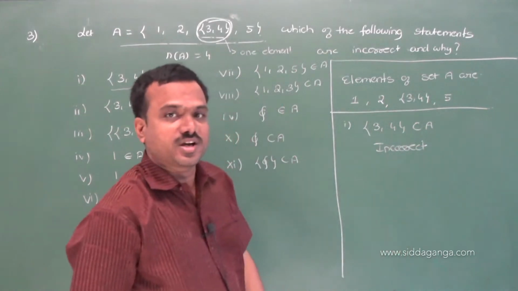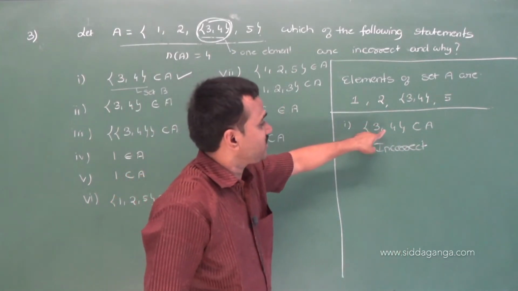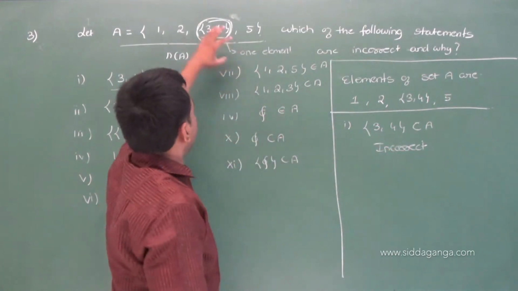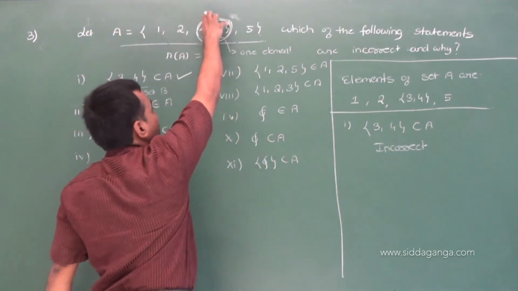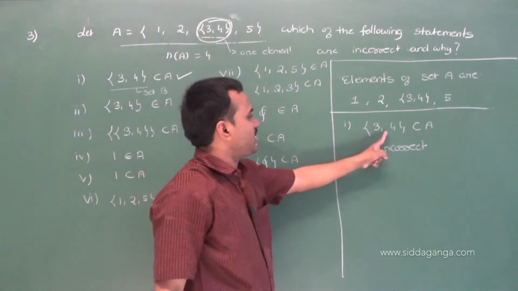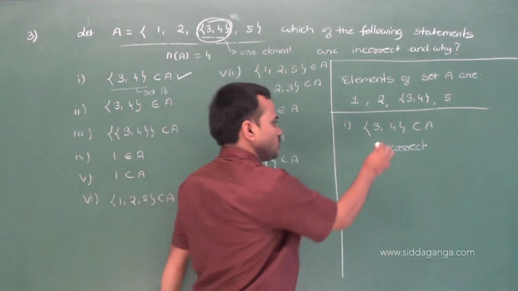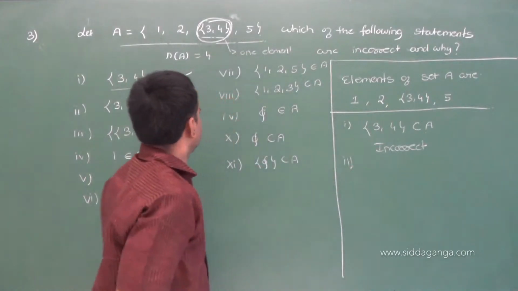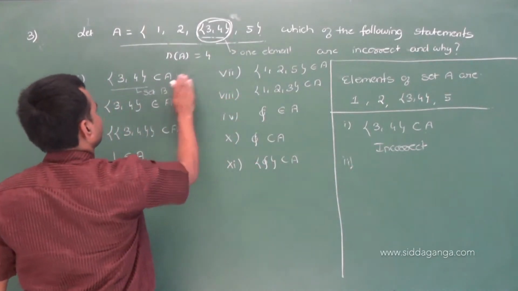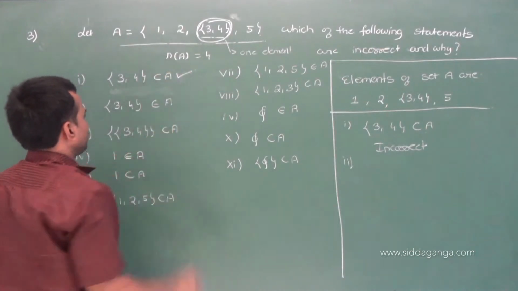It is incorrect because it is a set. Once again I say that this 3, 4 is a set, and this is O. It is an element. This is one element. This is a set containing two elements. A set containing two elements. So it is not a subset of A. Second one. So it is incorrect. This one is over.